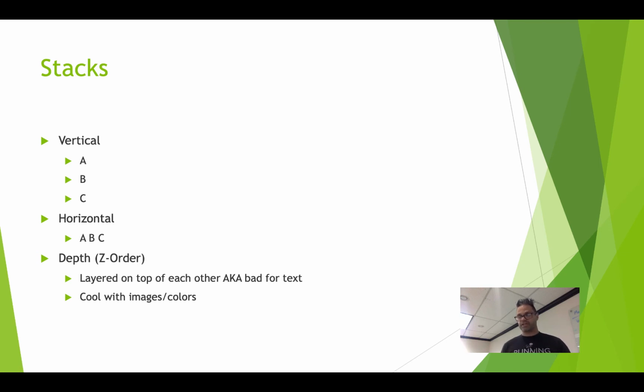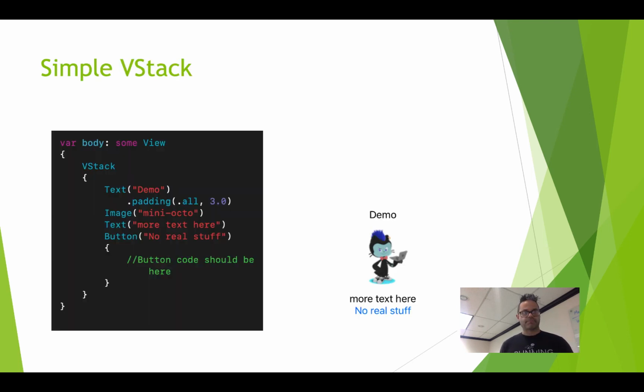However, with images, it's pretty cool. With colors, amazing. You can do some really cool layout stuff. Hey, this slideshow right here gives an example of that. Cool. So here we have our vertical stack. As you can see, I have my var body is some View, and I have a VStack in there. I have a text demo with some padding on it, so that's a little bit bigger on the sides compared to everything else. Then I have an image, more text, and then a button. And you can tell it's a button because it's blue.